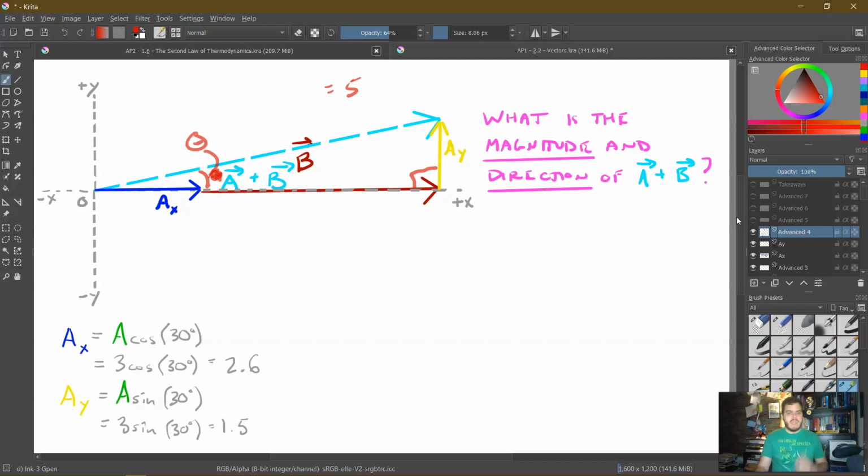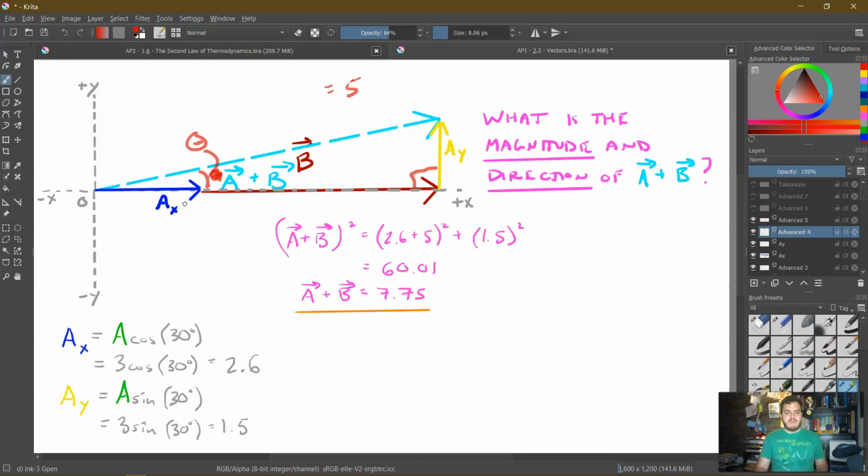So, how do we determine the magnitude? Well, we just use the Pythagorean theorem. I say that this horizontal piece would be 2.6 plus 5, and I square that part. The vertical piece is 1.5 squared. And I'm solving for the magnitude of A plus B. And when you solve that out, you get about 7.75. So that would be the magnitude of A plus B.